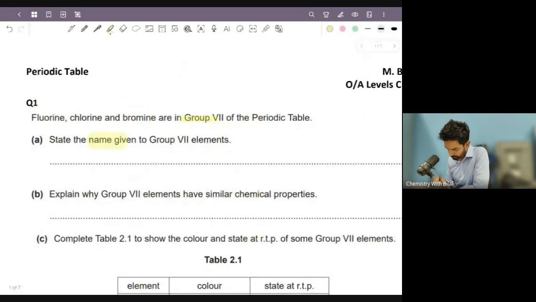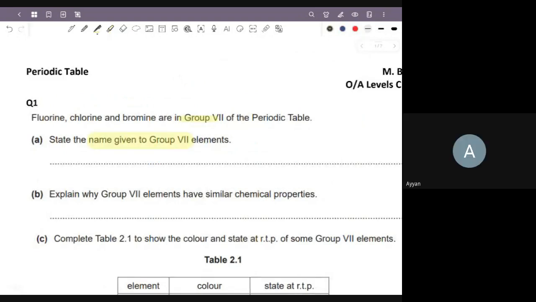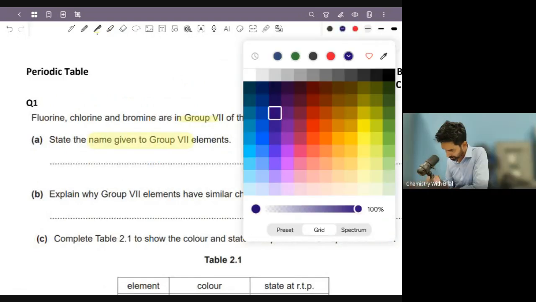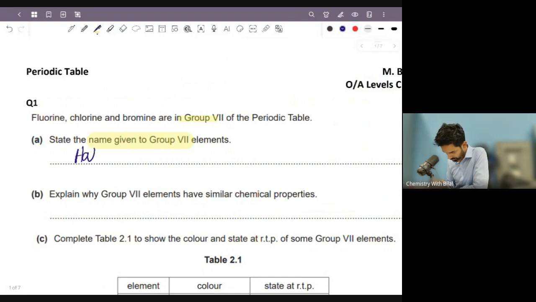State the name given to group 7. What is group 7 called? Halogens. They are halogens. Excellent. How could he ask anything easier from you?